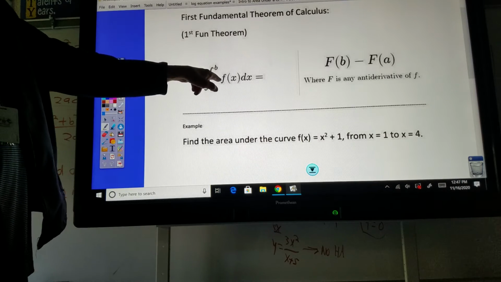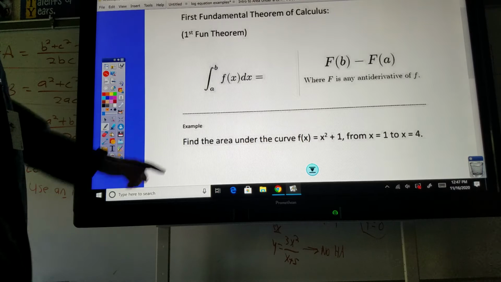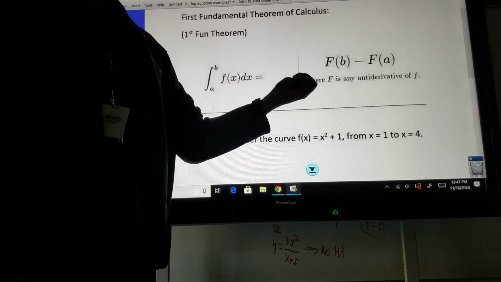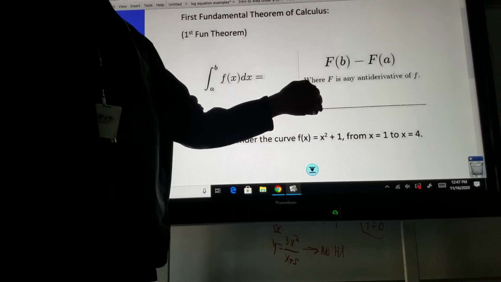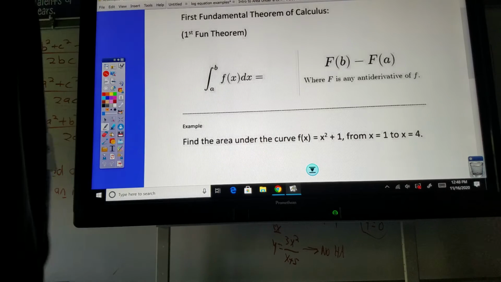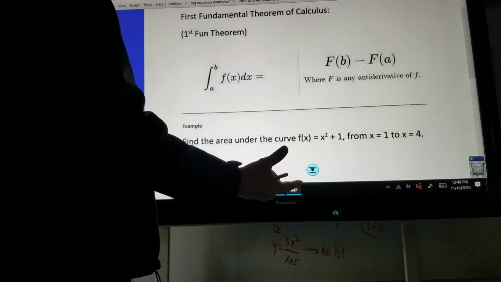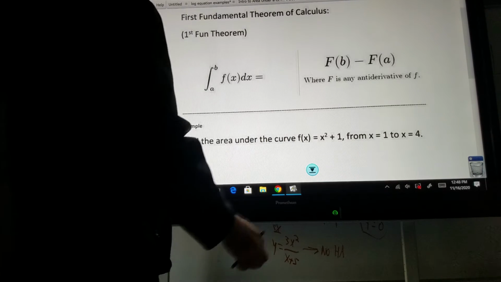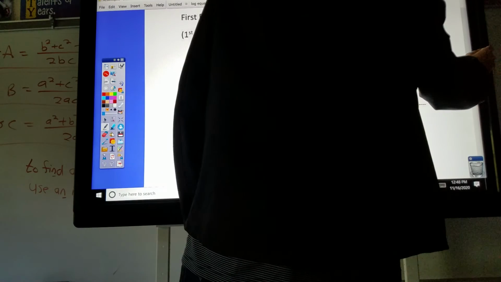And whatever our function is goes here. And capital F means the antiderivative, and I'll show you how to do that. You've got to think in reverse. You know the derivative process, and now you've got to think in reverse to get the antiderivative. So you find the antiderivative of your function, and then you plug in the top value and you plug in the bottom value. But let me give you an example.